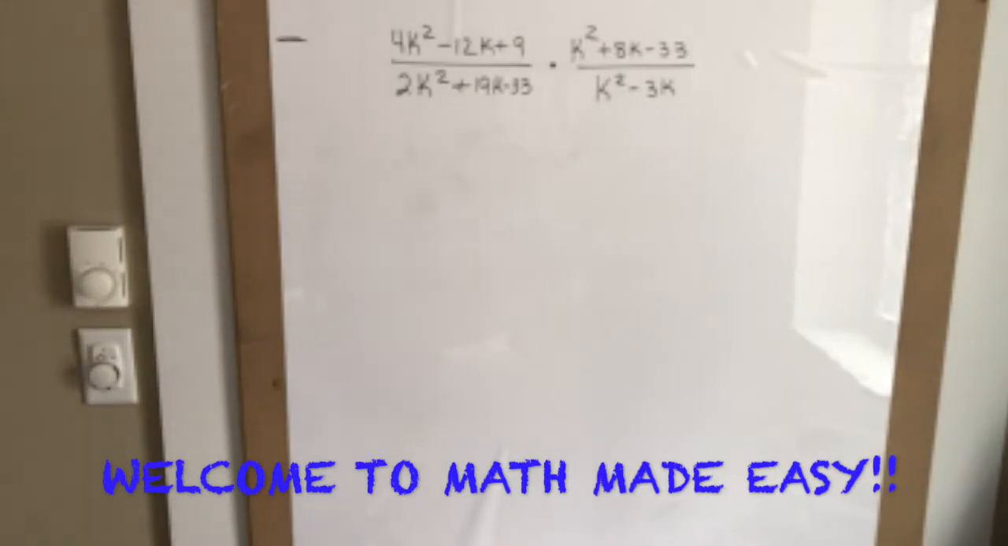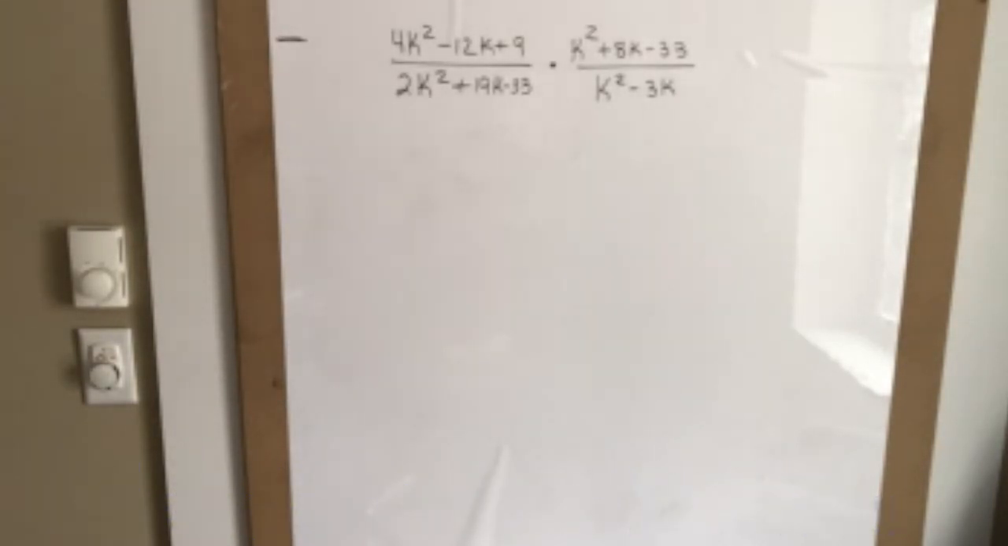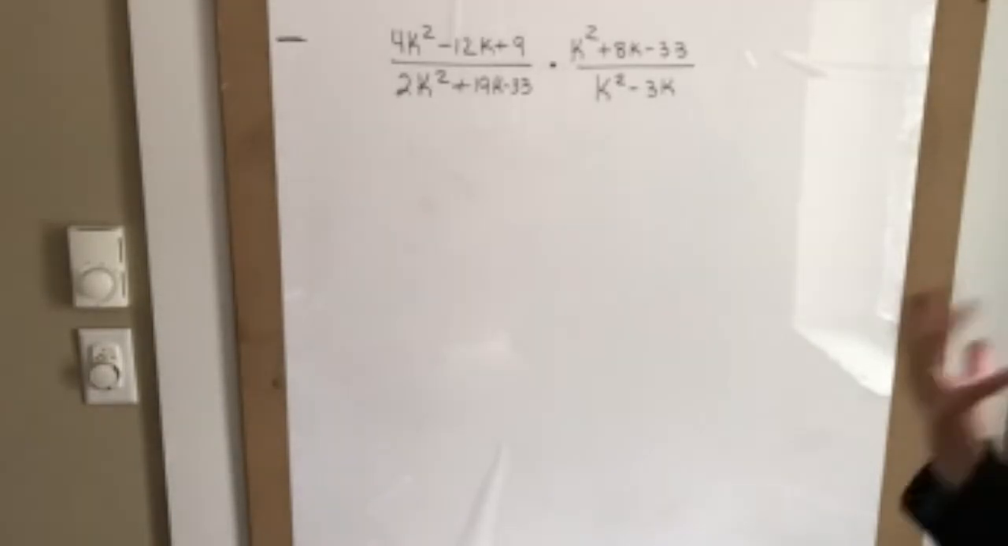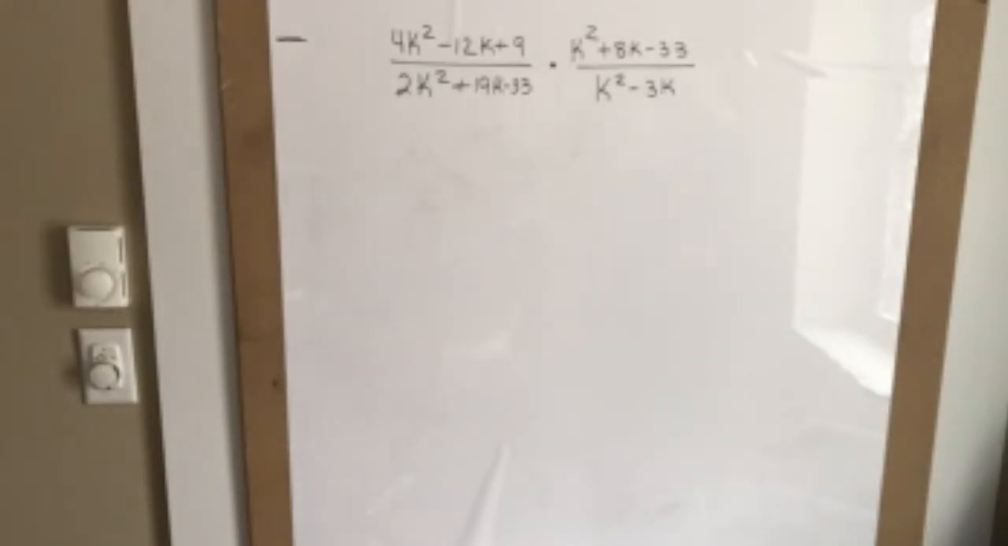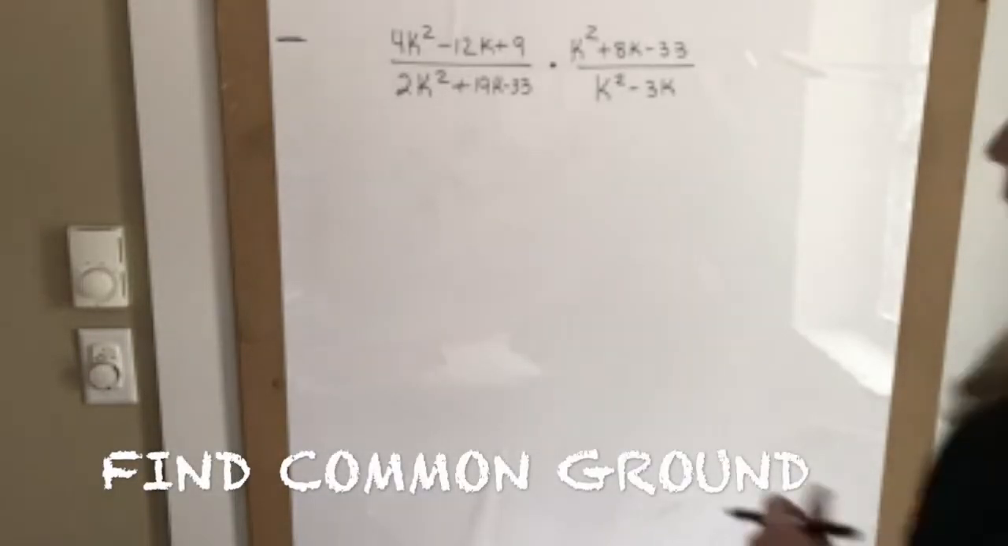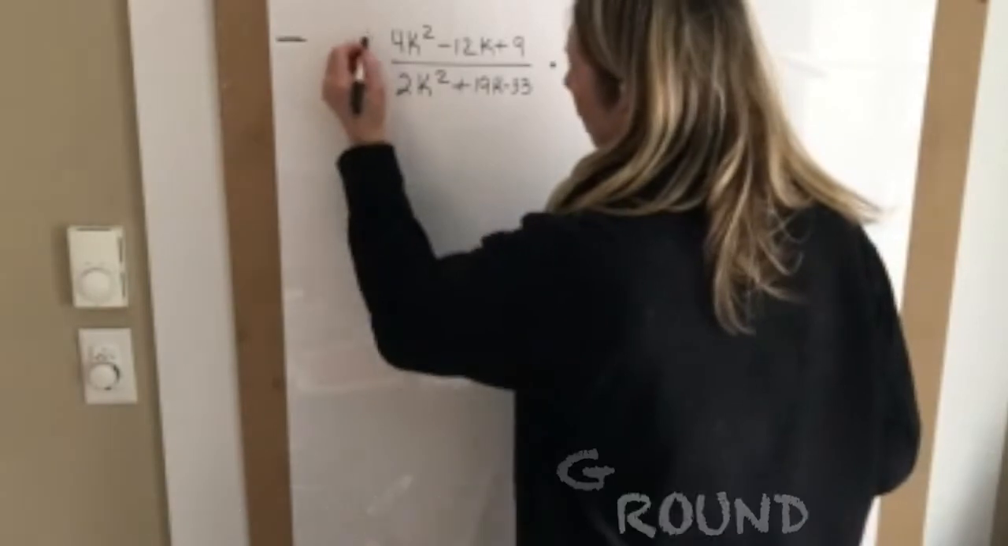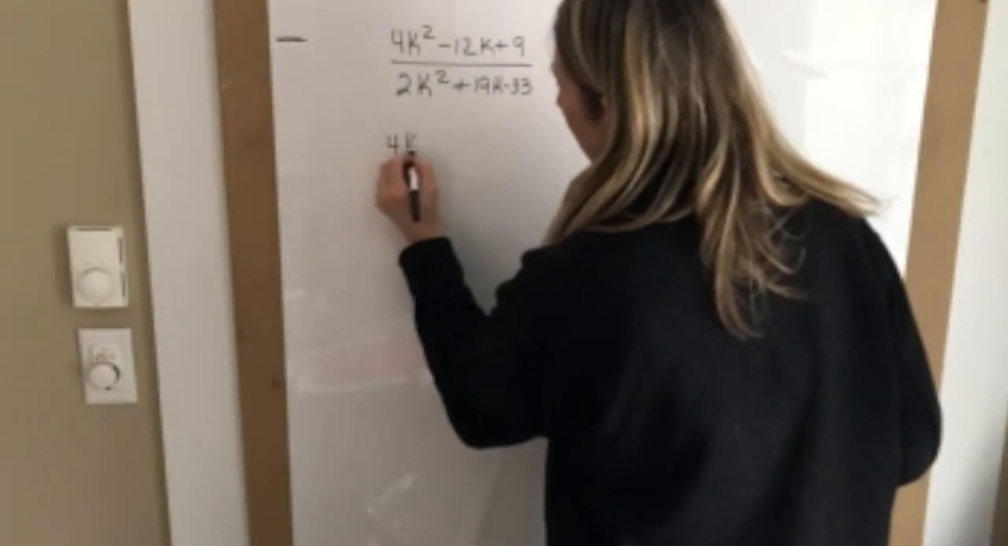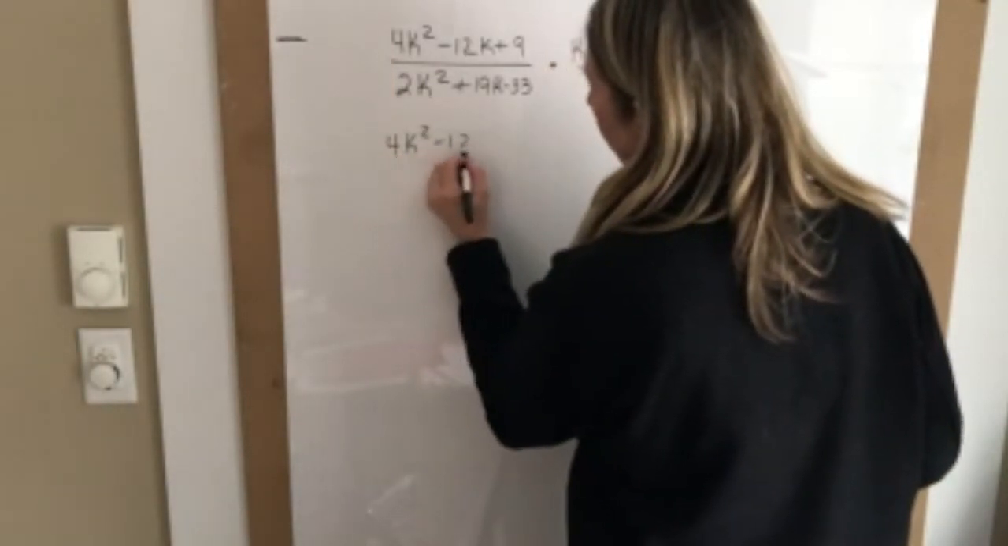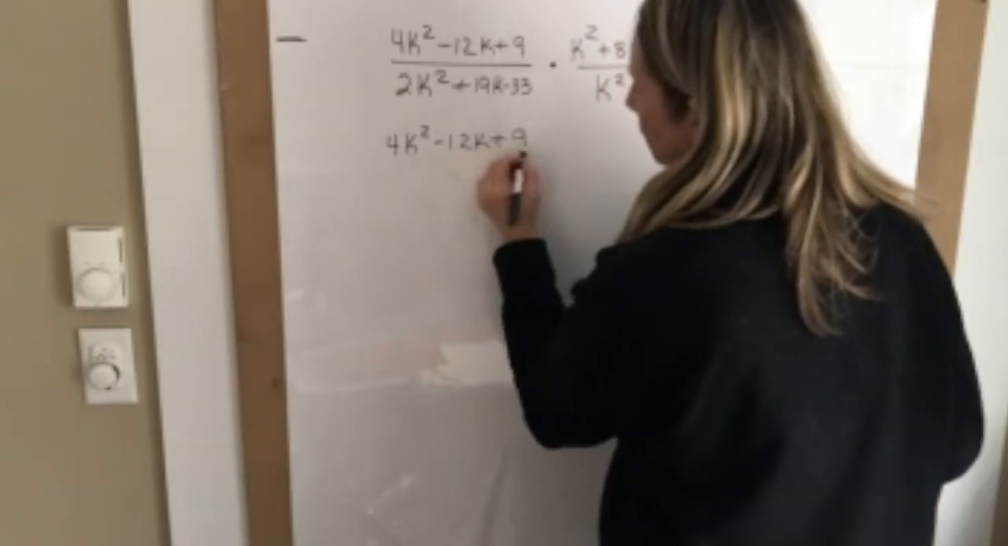When I look at this problem, I think about how I'm going to tackle it. First thing I notice is that I'm going to have to factor each one of these into its factored form. So let's take each one individually and do that. We'll start with this top one here, the 4k squared minus 12k plus 9.